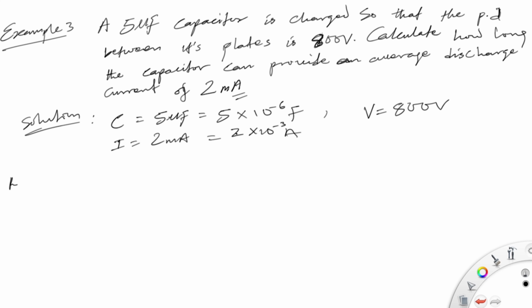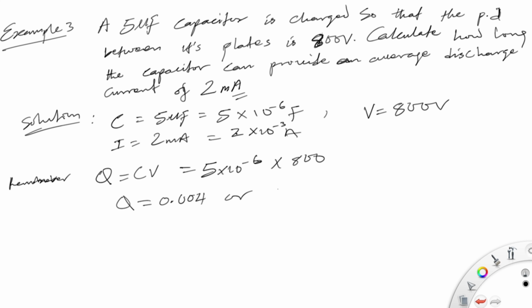So remember that Q is equal to CV. Do you believe that? Alright, which is equal to what? 5 times 10 to the power minus 6, we'll now multiply by 800. So Q will now be equal to what? 0.004 or 4 times 10 raised to the power minus 3 coulombs.